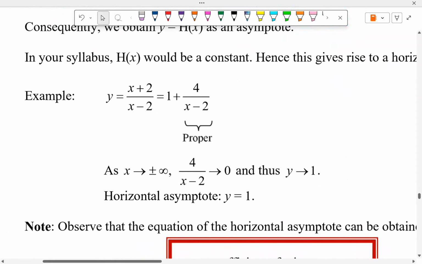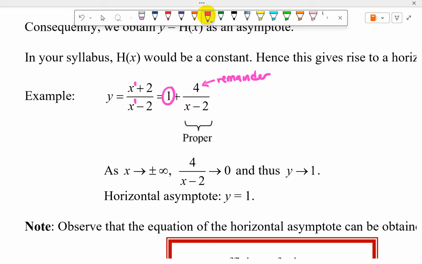x plus 2 over x minus 2 is obviously improper, because this is x to the power 1 divided by x to the power 1. You can do a long division to make it proper. After you do a long division, my quotient is 1 and my remainder is 4. This is the remainder and this is the quotient. We want the quotient, so y equals 1. Therefore, the equation of the horizontal asymptote is simply y equals 1.